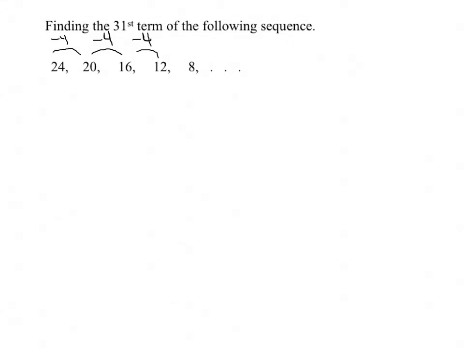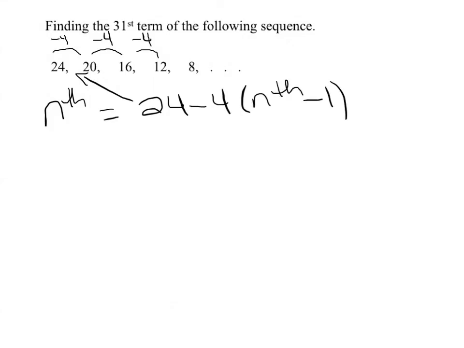But we're interested in finding our 31st term. For that, we're going to need our nth equation. Nth will equal, we'll borrow our first number in our sequence, that'll be 24, and minus 4, because our sequence keeps decreasing by 4, times the nth number minus 1. Now we know we're trying to find the 31st term, so go ahead and substitute that for our nth number. 31st term is going to equal 24 minus 4 times 31 minus 1.